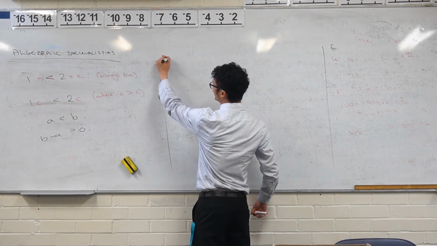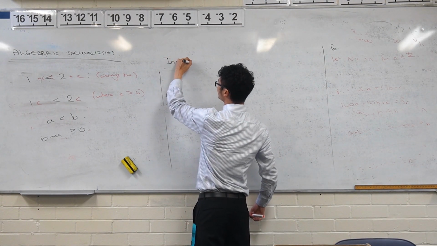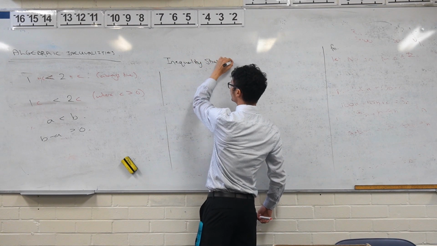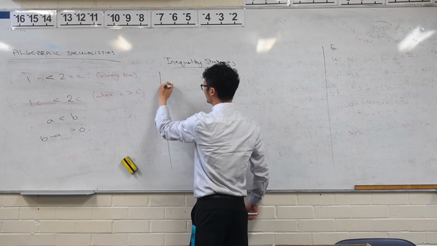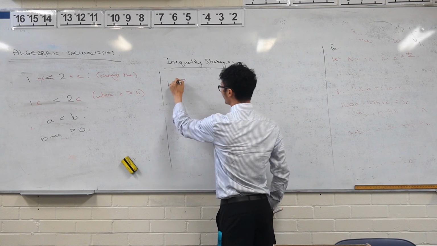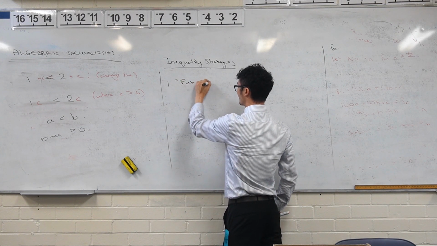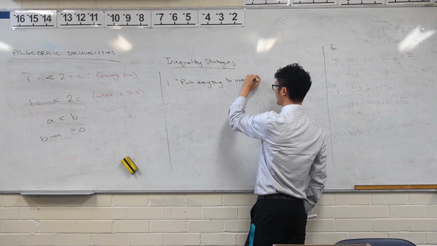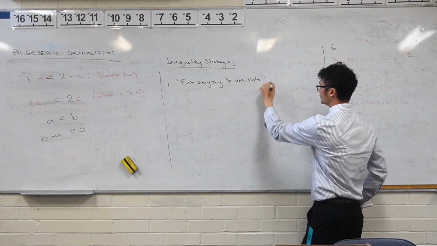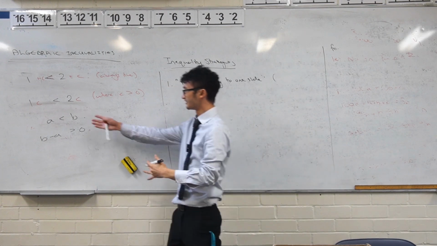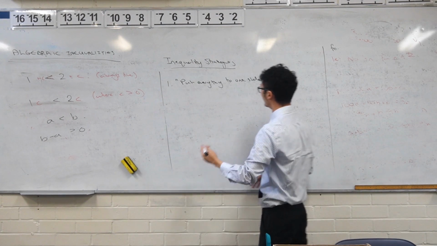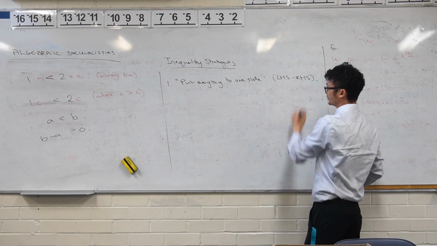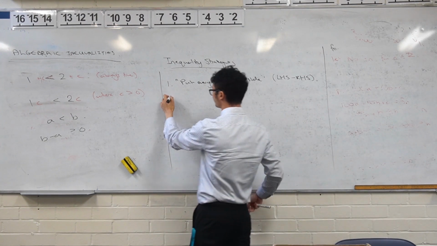So here are some inequality strategies that I need you to write down. The first and probably most common way we'll start off with is to put everything to one side. What I mean by that is we're doing exactly what we did there: the left-hand side minus the right-hand side, or the right-hand side minus the left-hand side, depending on how the inequality is written.